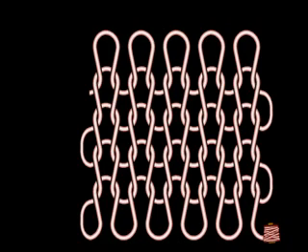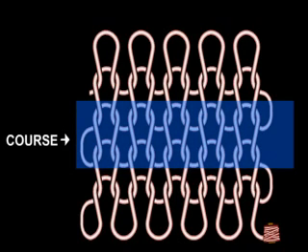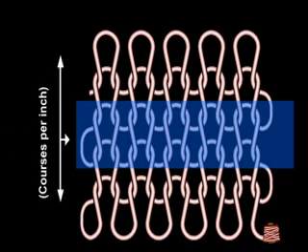The horizontal row of loops produced by adjacent needles during the same knitting cycle is known as a course. The course count is the number of courses per linear unit of length, expressed as inches or centimeters. If this drawing represents a 1-inch vertical distance, then there are 5 courses per inch.